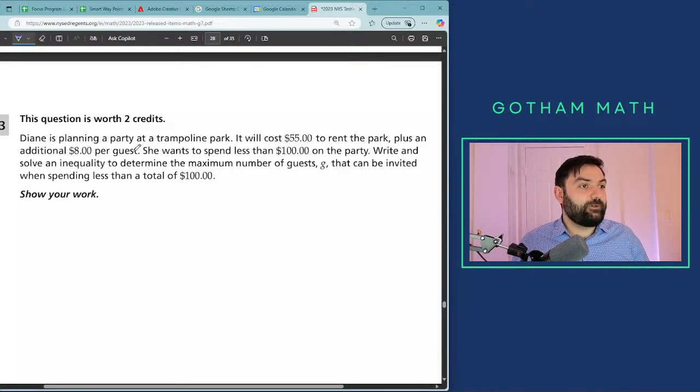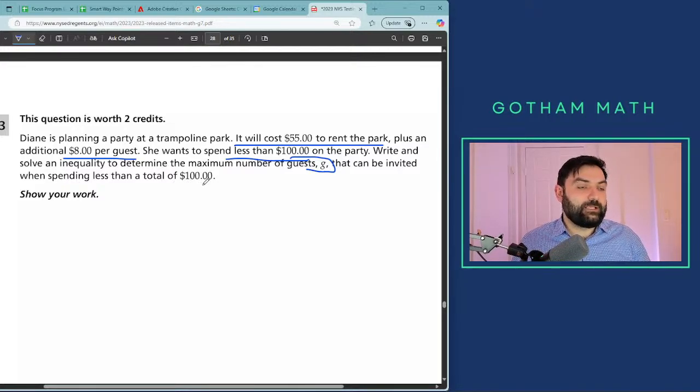Diane is planning a party at the trampoline park. It will cost $55 to rent the park. You know what? Underlining useful information is actually a really good trick, so you kind of know what to focus on. It will cost $55 to rent the park, plus an additional $8 per guest. She wants to spend less than $100 on the party. Write and solve an inequality to determine the maximum number of guests G that can be invited when spending less than a total of $100.